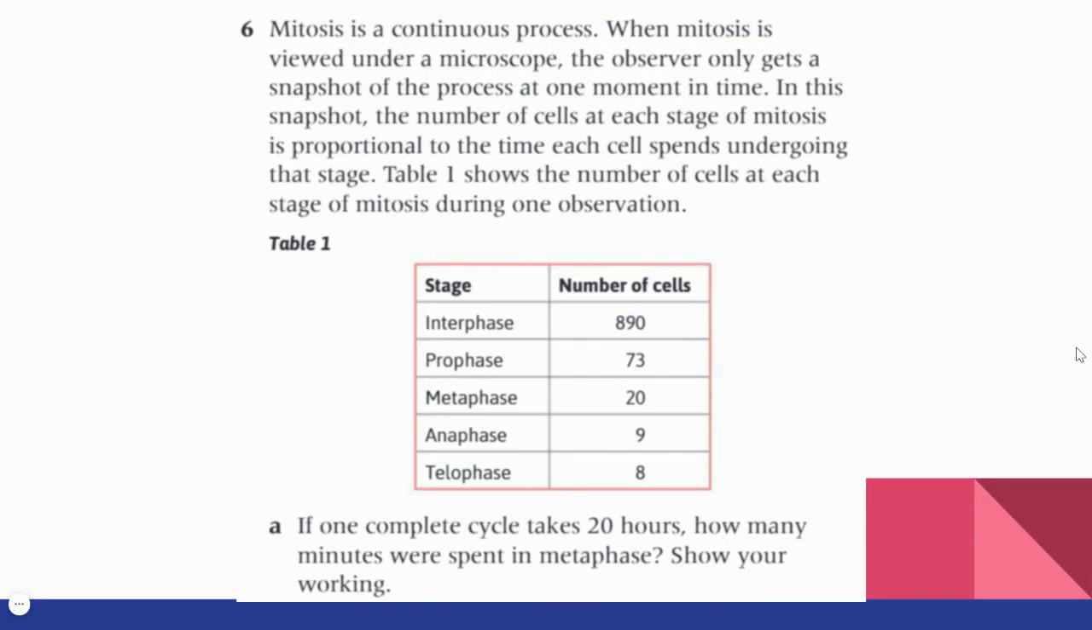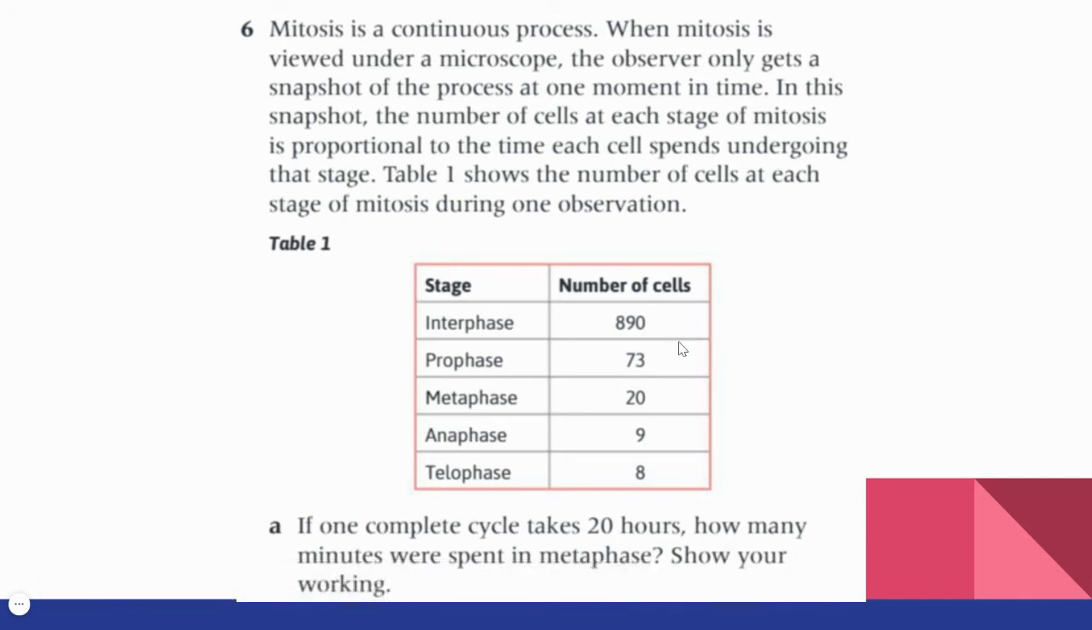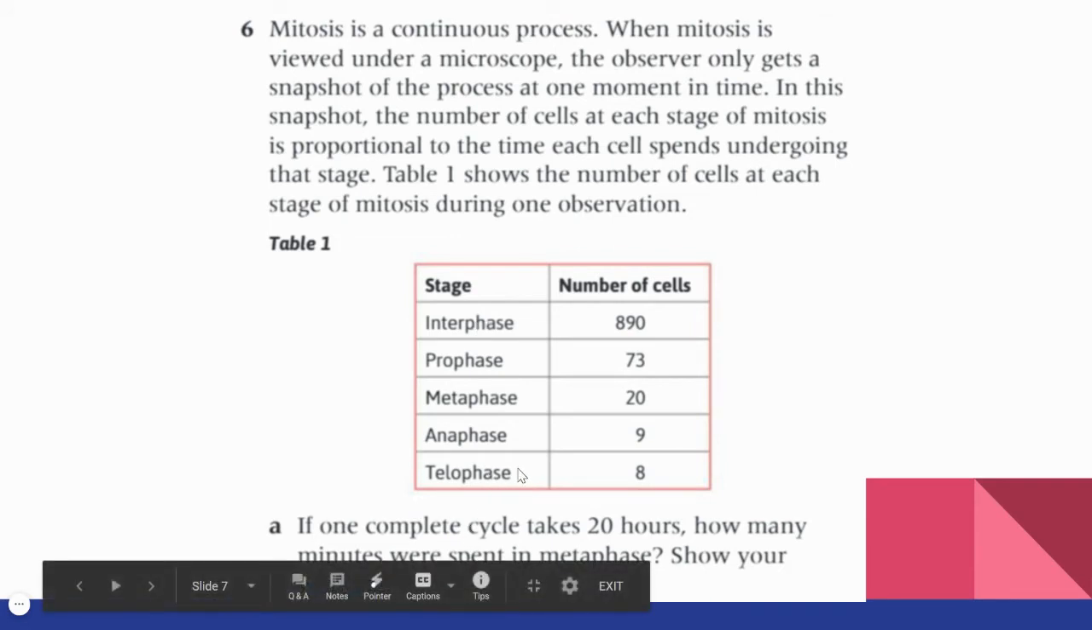Interphase 890 cells, prophase 73 cells, metaphase 20 cells, anaphase 9 cells, and telophase 8 cells. So looking at this table, I can tell that most cells are spending their time at interphase, which means interphase is a very long phase. The number of cells is proportionate to the length of the phase. Whereas telophase is very short as compared to interphase, so fewer cells are found in this stage.